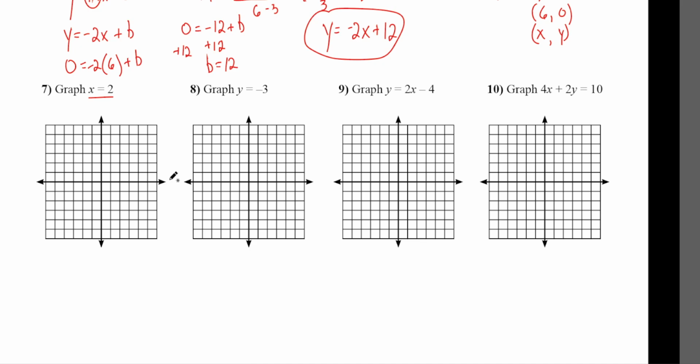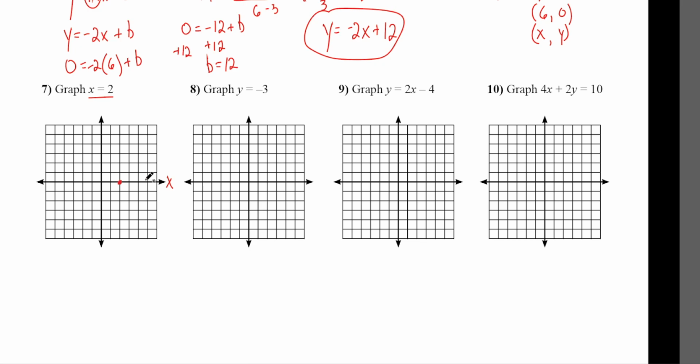It's going to go through the x-axis at 2. Some people, in this class and the other class, I don't know why, because I've never done this, just left the points there and went on to the next one. They didn't make a line out of it.